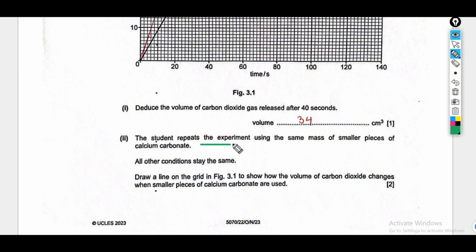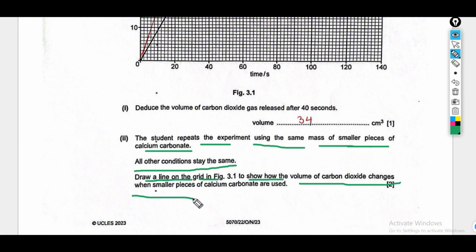Next, the student repeats the experiment using smaller pieces of calcium carbonate, small particles. All other conditions stay the same. Draw a line on the grid to show how the volume of carbon dioxide changes when smaller pieces of calcium carbonate are used. Smaller particles or smaller pieces have greater surface area, so the rate of reaction will be faster and the graph will be steeper compared to the others.